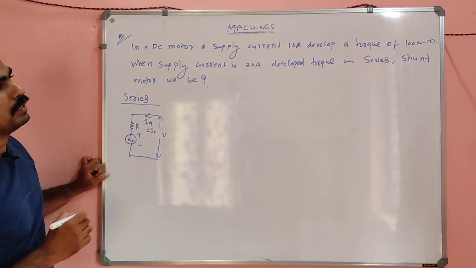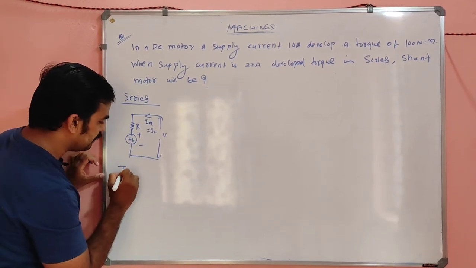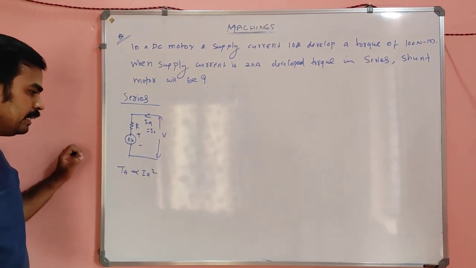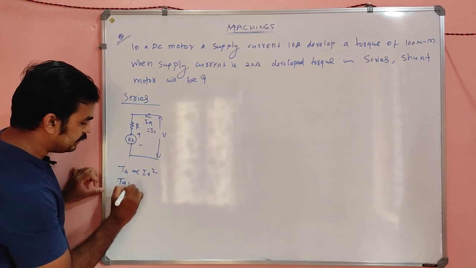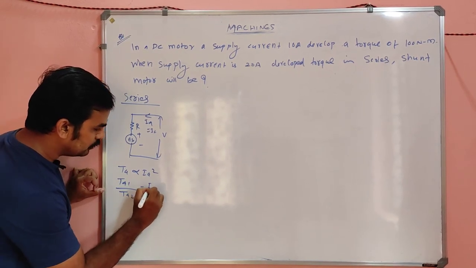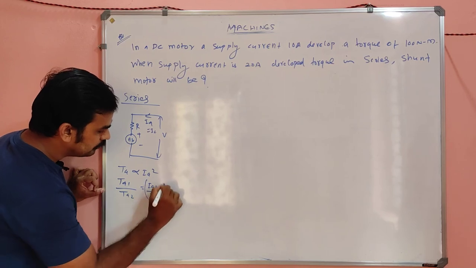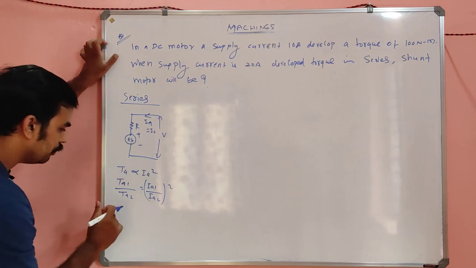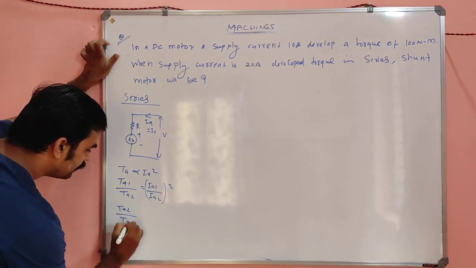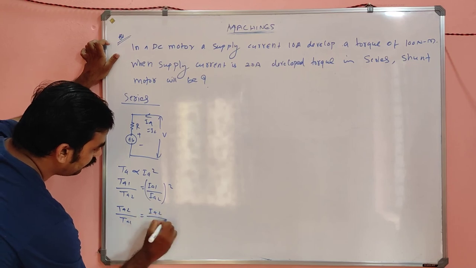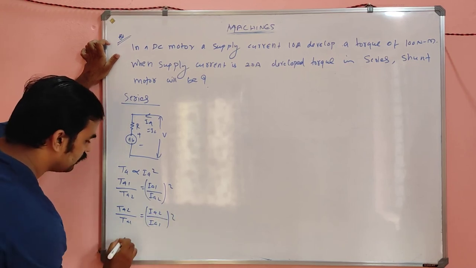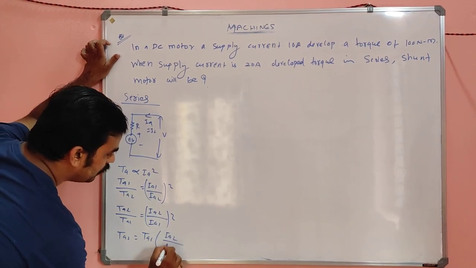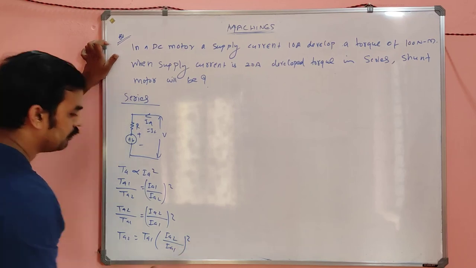We have to find the developed torque in series and shunt motor now. For the series motor, the torque developed TA will be directly proportional to what, my dear? IA square. Am I correct? TA directly proportional to IA square. Or I can say TA1 by TA2 equals IA1 by IA2 whole square. So what we have to find is TA2. So TA2 by TA1 will be equal to IA2 by IA1 the whole square, or TA2 will be equal to TA1 into IA2 by IA1 the whole square.